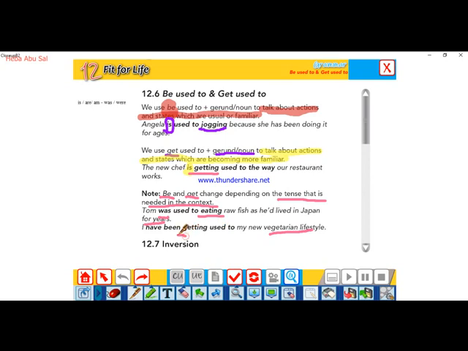Now we have the inversion rule. Please skip it. We were not going to take it.